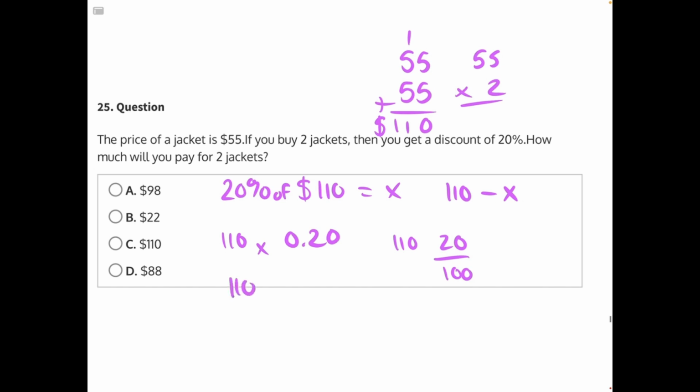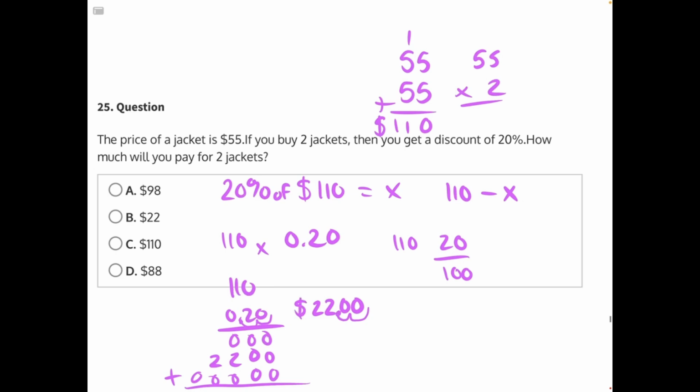110 times 0.20. 0 times everything up top will just give us 0 across the board. Bring down a placeholder. 2 times 0 is 0. 2 times 1 is 2. And 2 times 1 again is 2. Add another 2 placeholders. Again, 0 across the board. And we will be left with 2,200. Count up the places in your multiple. Add those decimal places to your answer. And we are left with $22 is the amount of discount that we get taken off the original price.